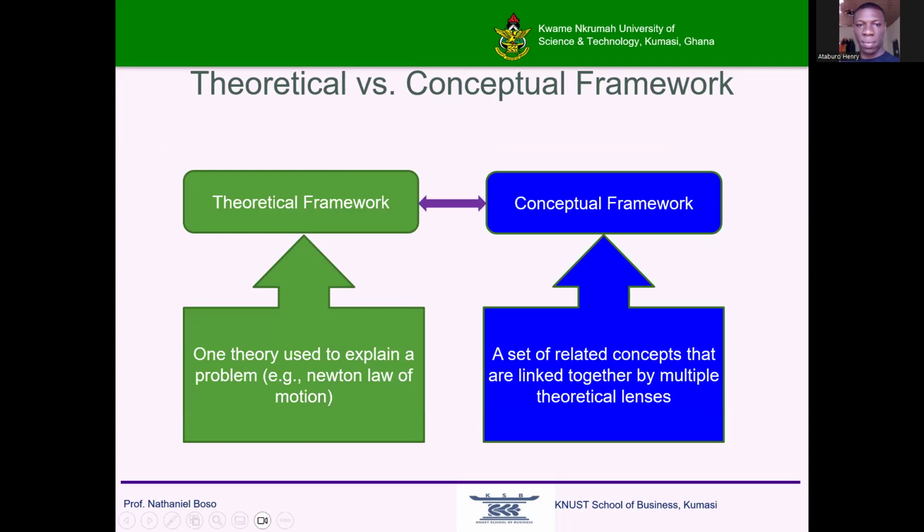So just a summary of it. One theory used to explain a problem, that's Newton's law of motion. If your analytical model drew on just Newton's law of motion to make an argument, then you can call your analytical framework a theoretical framework. But where you draw on multiple theories or theoretical lenses, then it becomes a conceptual framework. We will have some illustrations as we go forward, so let's not waste time here.